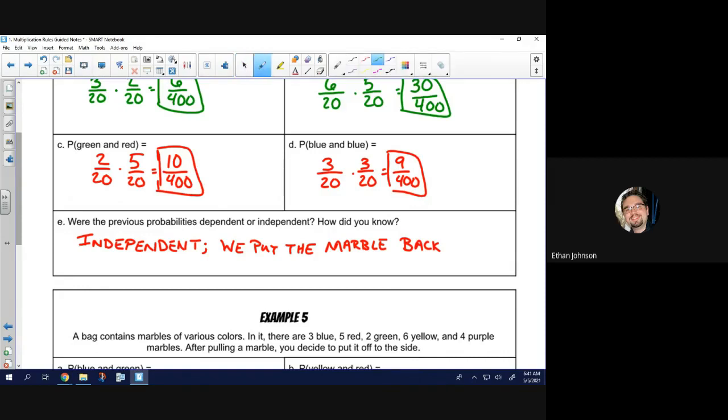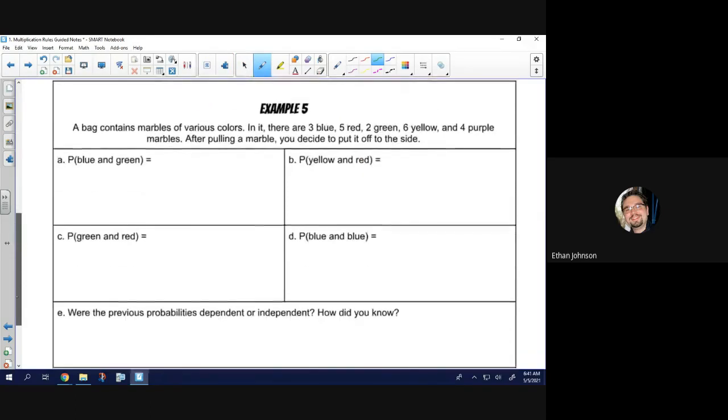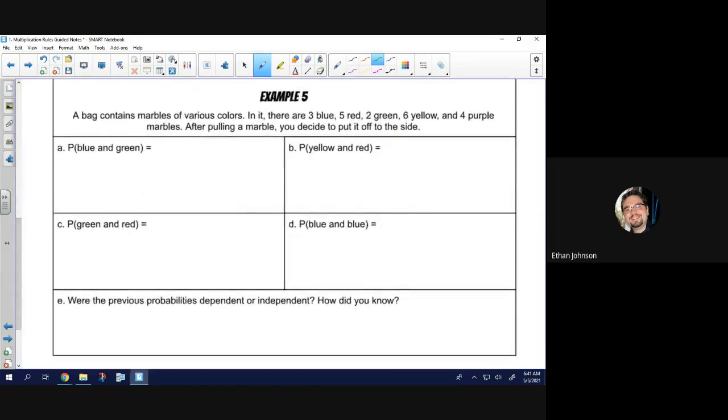Okay, let's look at example 5. A bag contains marbles of various colors. In it, there are 3 blue, 5 red, 2 green, 6 yellow, and 4 purple marbles. This is pretty much the same setup as last time, except now it says, after pulling a marble, you decide to put it off to the side. So we're not putting it right back in the bag. So that actually does change a few things.